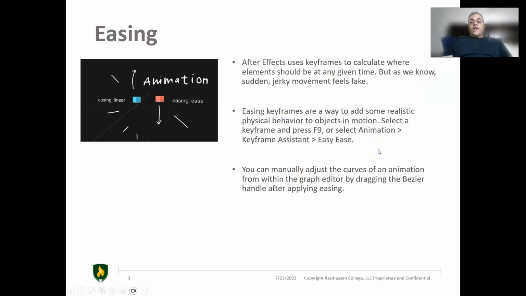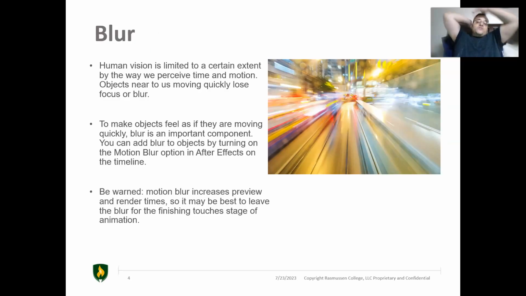You can do this through a lot of different tools in After Effects. We'll talk about easing a little later, but easing is a good technique for this. It uses keyframes to calculate where elements should be at any time. As we know, sudden jerky movement feels fake, and easing the keyframes is a way to add realistic physical behavior to objects in motion. You can manually adjust the animation curves in the graph editor by dragging the Bezier handles after applying easing.